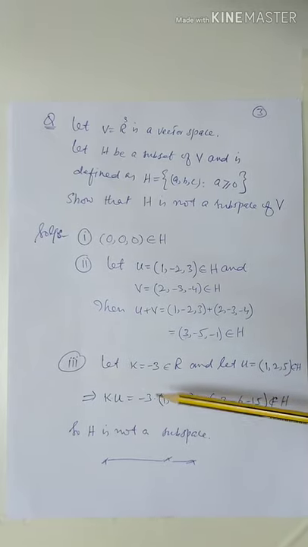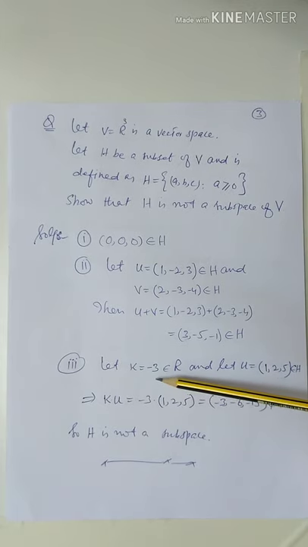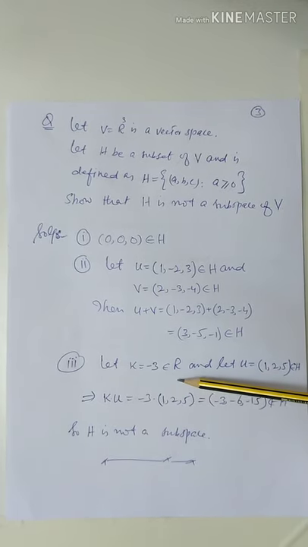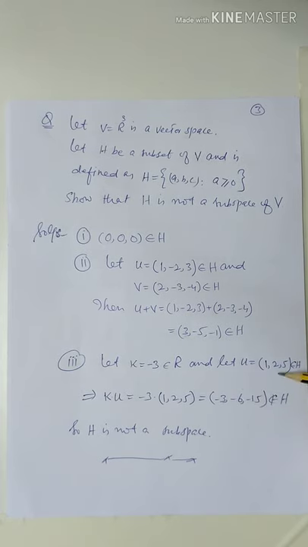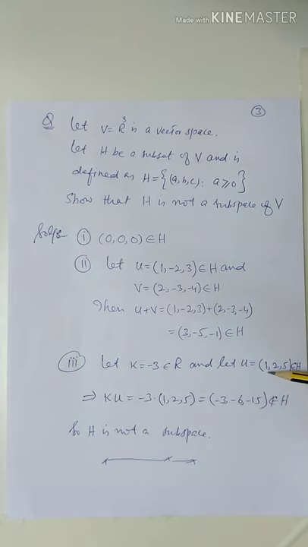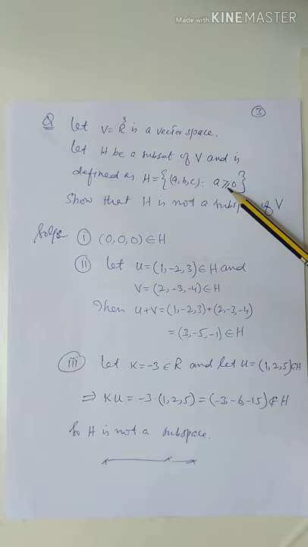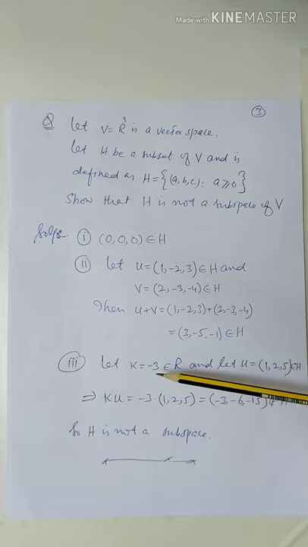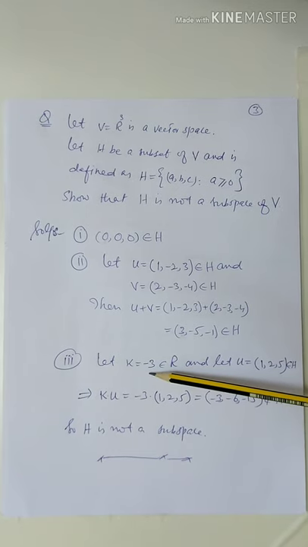Now for the third condition, let k equal minus 3, which belongs to R, and let u equal 1, 2, 5. Why do you take 1, 2, 5? Because your first element must be greater than or equal to 0, so that is why I took 1 here. Some students may think, can I take minus 1 here? No, you cannot take minus 1 because your first element must be greater than or equal to 0. So we took u equal to 1, 2, 5. But k you can take any real number, so I took k as minus 3.